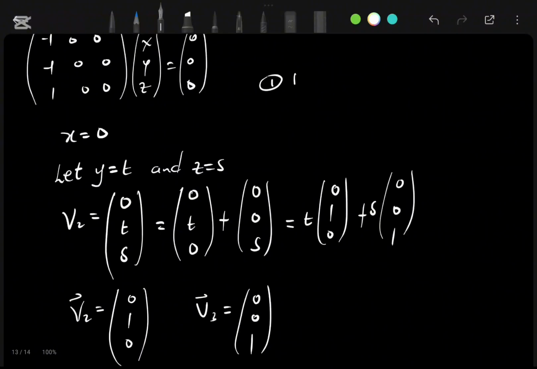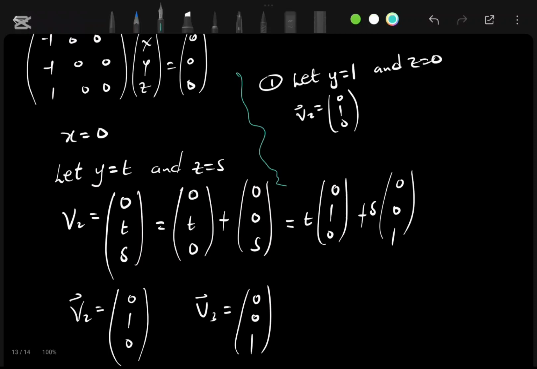First step is to let y equal 1 and z equal 0. You assign them values so that you get your v2 to be equal to 0, 1, 0. And then you square the other values, which is you find D minus lambda 2 I all squared multiplied by v3, which is equal to the 0 vector.